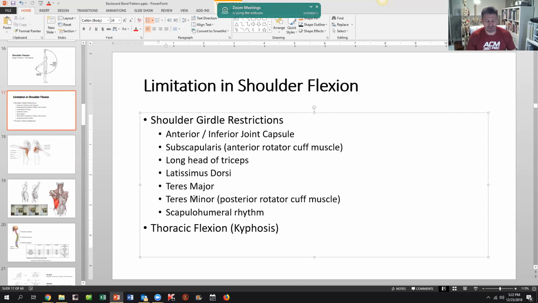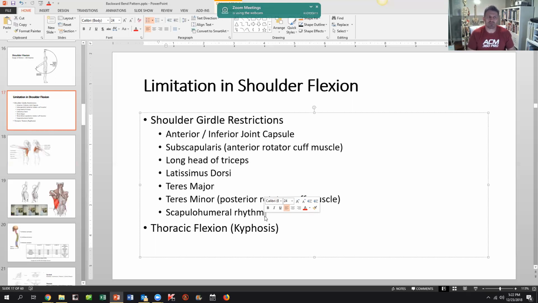Teres minor is a posterior rotator cuff muscle. It's oriented low enough that it can have some implications in restricting that shoulder flexion. And then obviously the scapulohumeral rhythm. What we mean by that is the effectiveness of the arm to come up and the scapula to swing outward versus raising upward. And this is going down a really deep path into shoulder functioning that we're going to talk about later in the series.